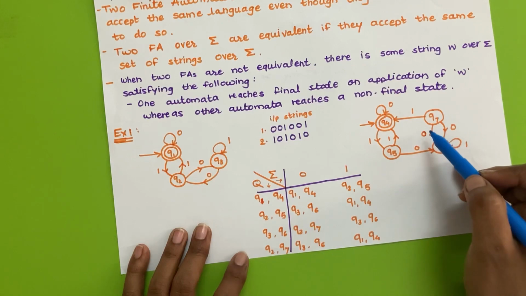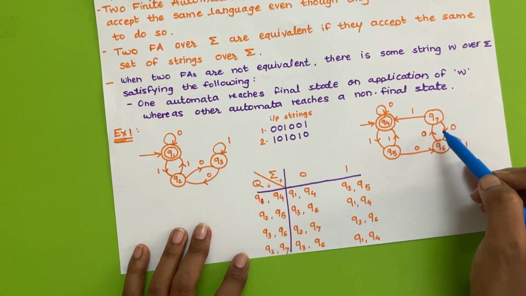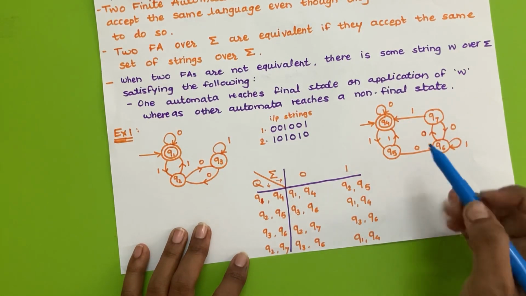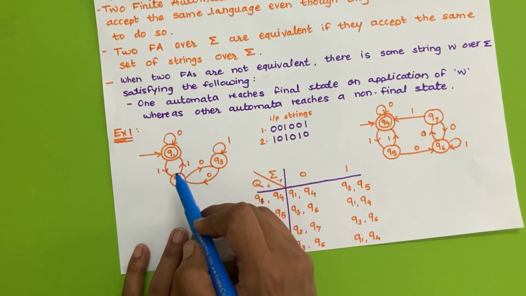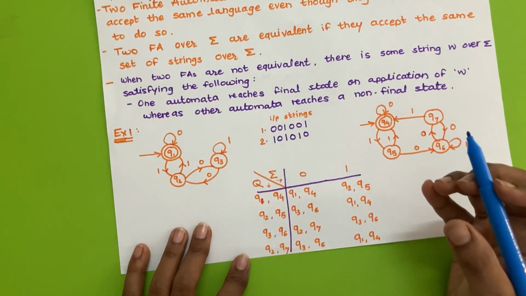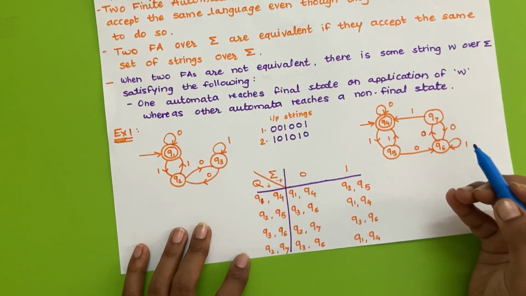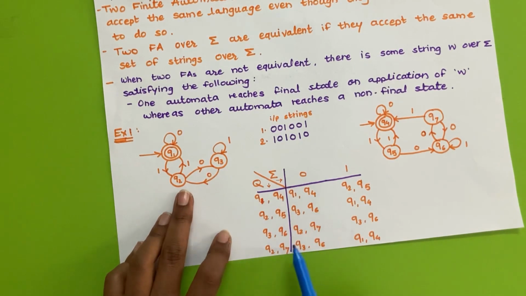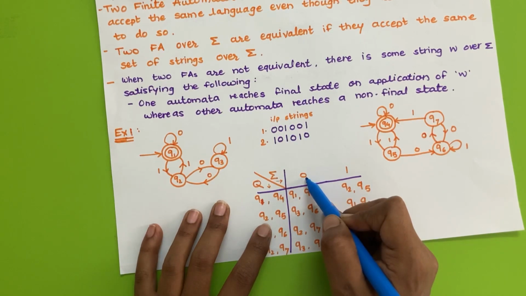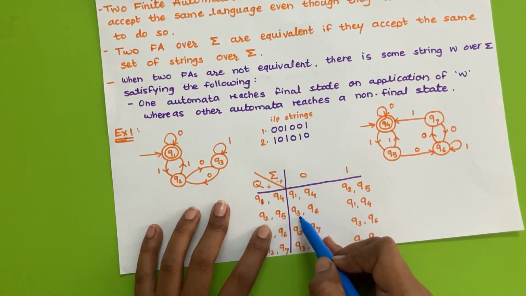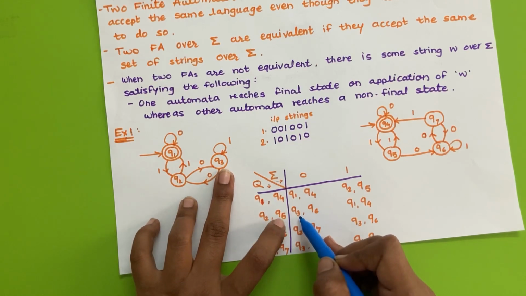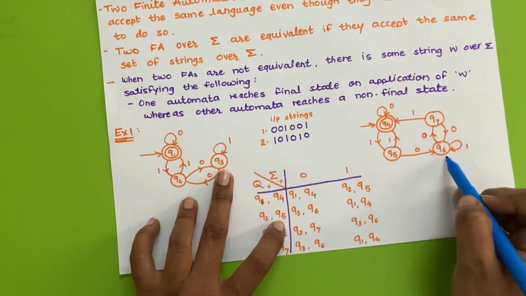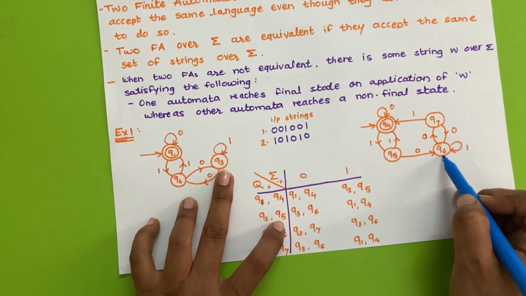If we remove some of the transitions and minimize the transitions and states of this finite automata, then it will be converted into this finite automata. So we can minimize a finite automata when we have equivalent states. So what do equivalent states mean? If we supply 0 input to state q2, it will go to state q3, which is a non-final state. If we supply 0 input to state q5, it will go to state q6, which is again a non-final state.